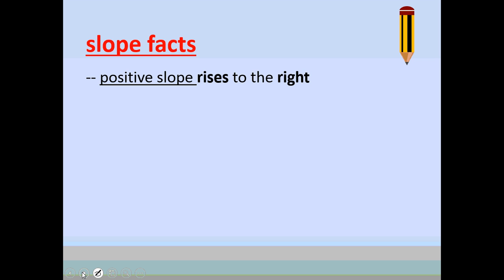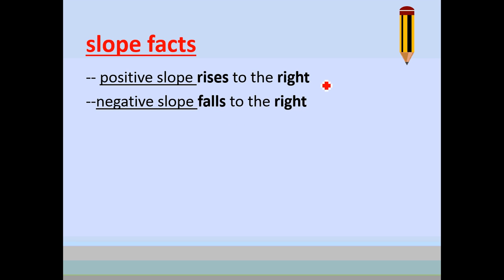So let's think about slope facts. In that example, the positive slope was that positive 2/3 that we found. So it's positive slope if it rises to the right. So if the line is climbing. It's negative slope if it falls to the right. So a few little sketches you might draw in here to help make sense of those words.